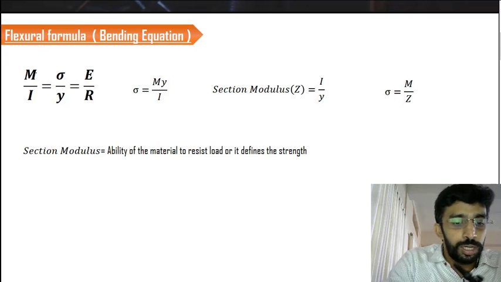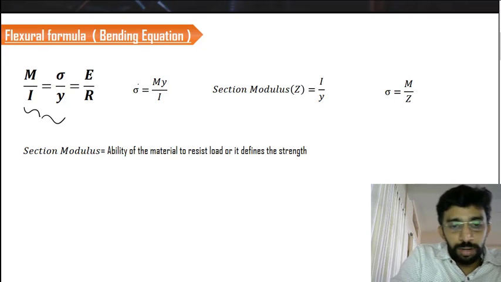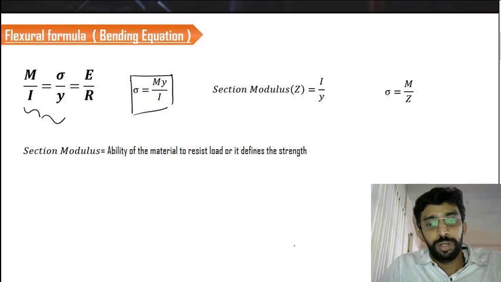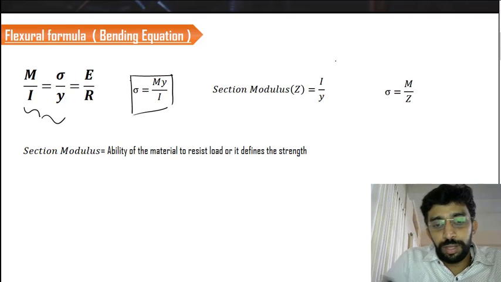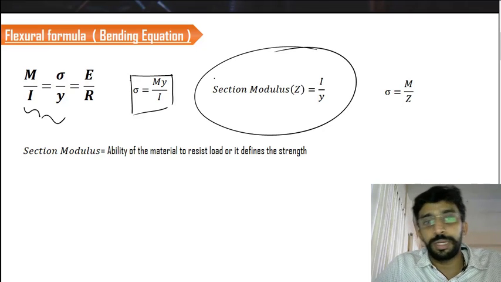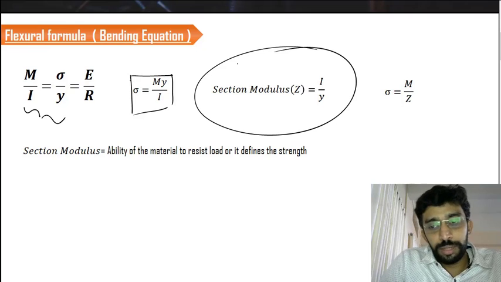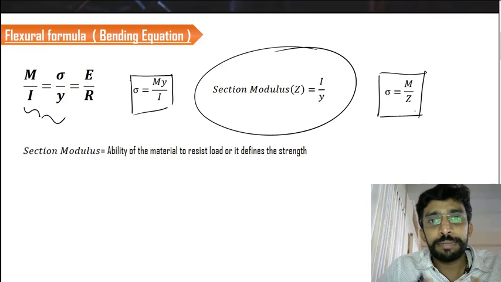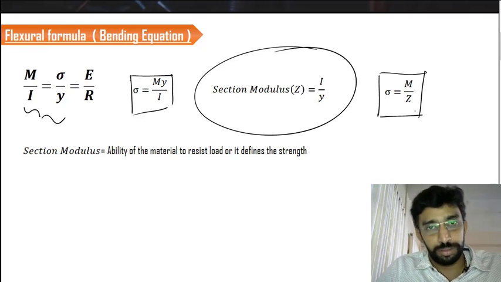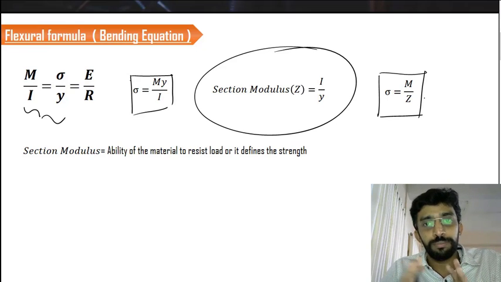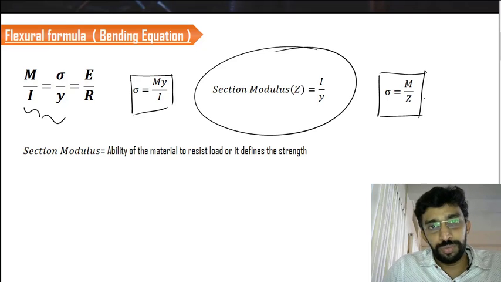If you consider the first two terms, then we can write the equation for stress as M by I into Y. The ratio of I by Y is called the section modulus, and it is represented by the capital letter Z. In other words, we can rewrite the equation as sigma is equal to M by Z. Generally, this section modulus gives us information about the strength. That means if a beam has a higher section modulus, its strength is superior. So Z is a term that corresponds to the strength of the beam.